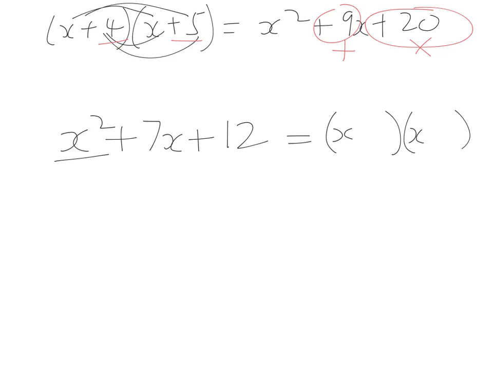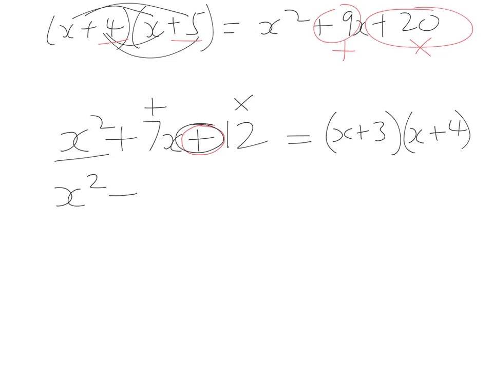Alright, so give me 2 numbers that times together to give you 12. And this is the hint. That sign there can always help you with the next step. Give me 2 numbers that times together to 12 and add together to give you 7. So 3 and 4 are factors of 12, and they add together to give us 7. So positive 3 and positive 4.